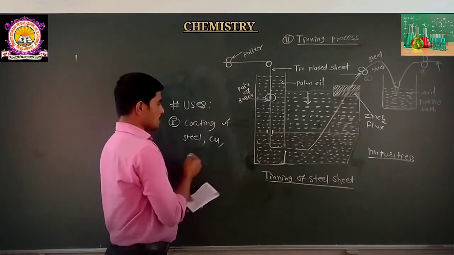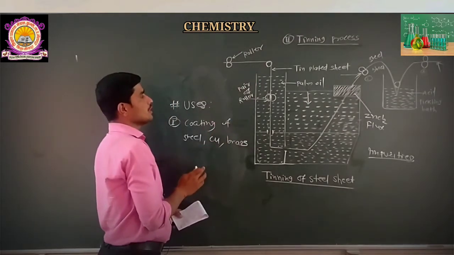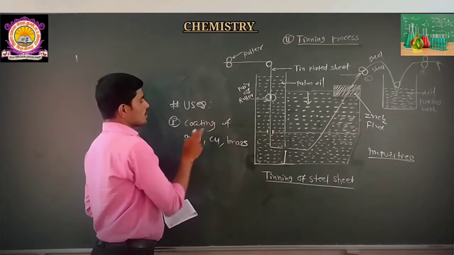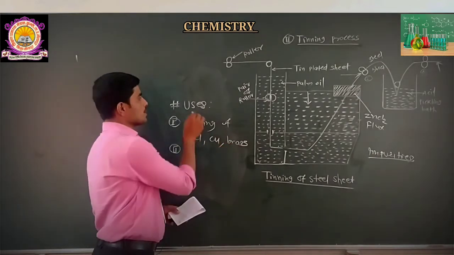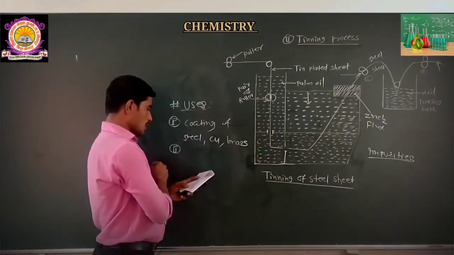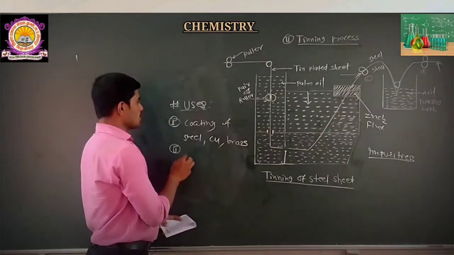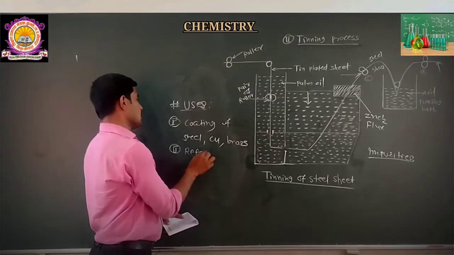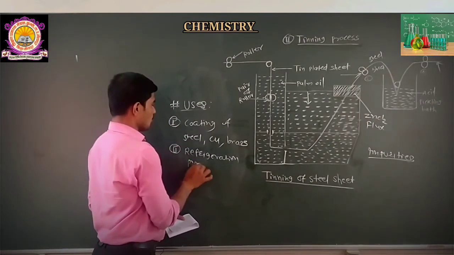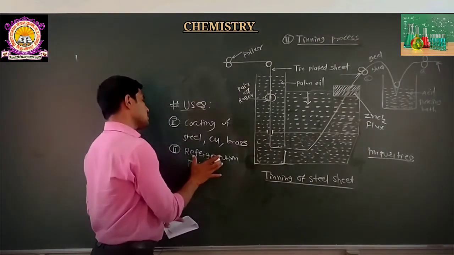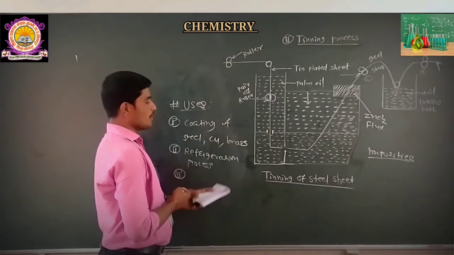copper and brass sheet. Means the purpose of this tinning process is nothing but coating of steel, copper and brass metal sheet. Second very important application or use of this process: tinned copper sheets are used in refrigeration equipment. We know that in refrigeration processes or equipment, tin coated copper sheet will be used.